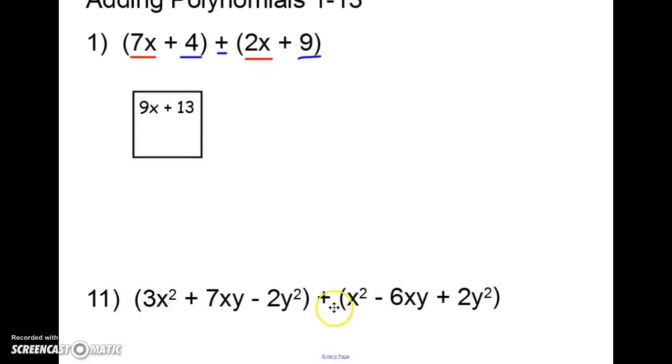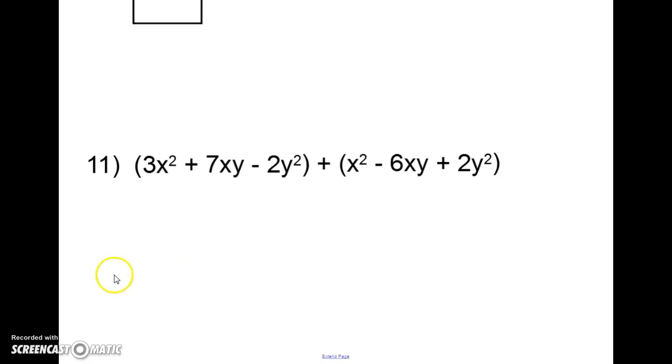So we'll look at one that's a little more complicated, has a little bit more going on. We'll just take this one step at a time. We're trying to gather our like terms. I see a 3x squared here. I'm looking throughout the whole problem to see if I can find other x squareds, and I find one right here. These are the only two terms that have x squared, so I'm going to combine their coefficients.